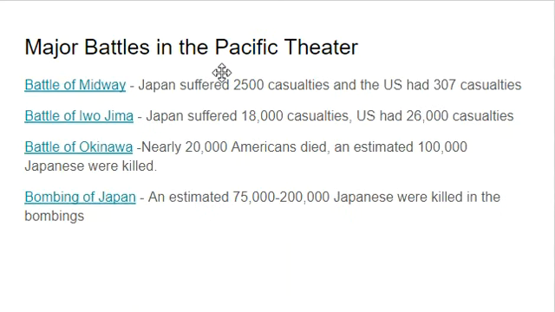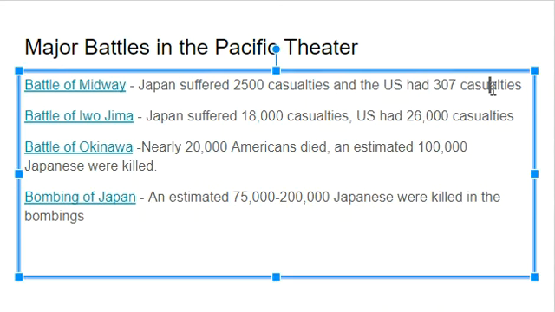And these are some of the major battles in the Pacific Theater. There were lots and lots of battles, but these are the major ones we're going to talk about. One was the Battle of Midway. Midway is an island in the Pacific, which Japan originally had. Midway is a part of the United States, but we came in and kicked Japan out. Japan had 2,500 casualties, and the U.S. had 307. And a casualty doesn't mean a death. It's someone who was killed or was hurt in battle. So those were the casualties for that battle.